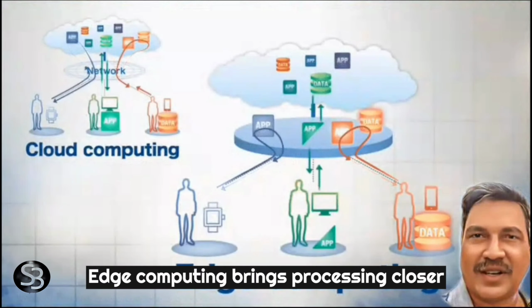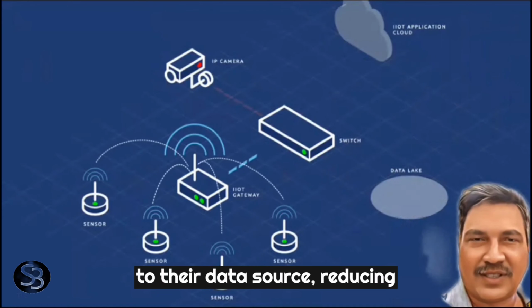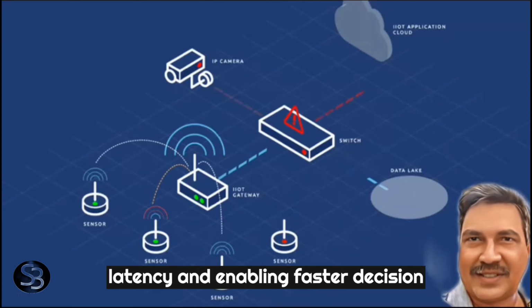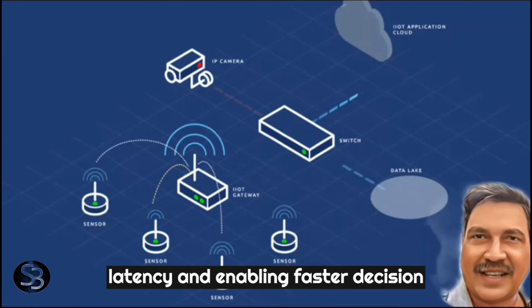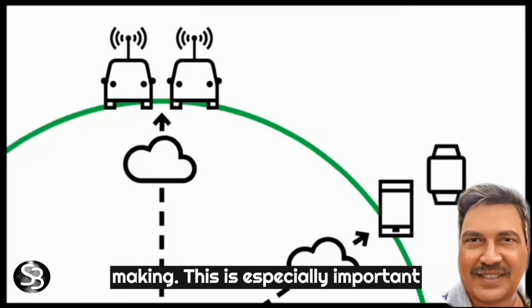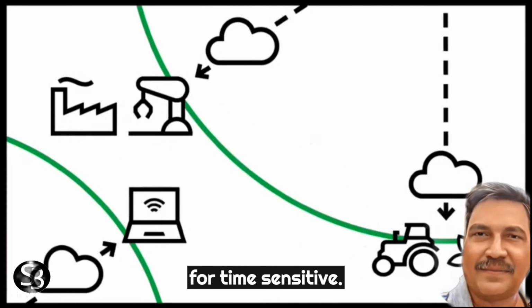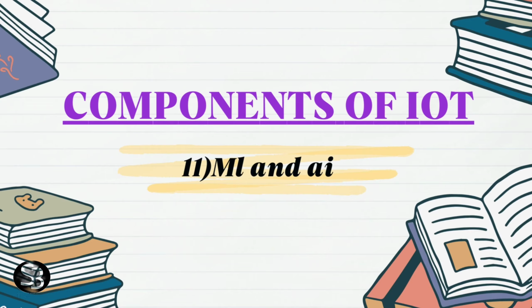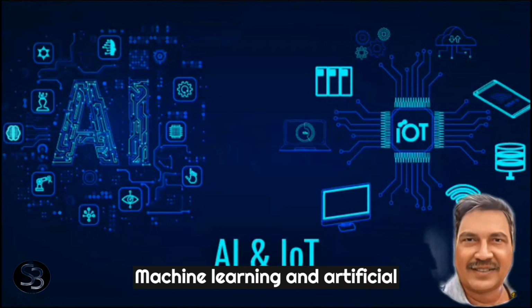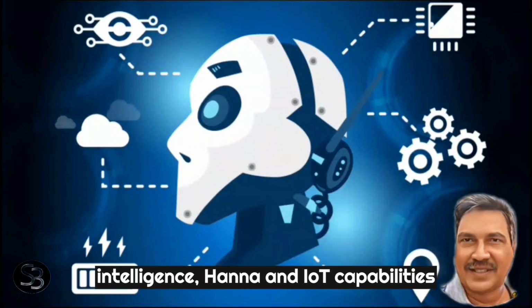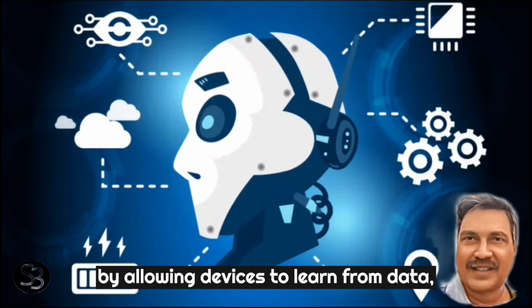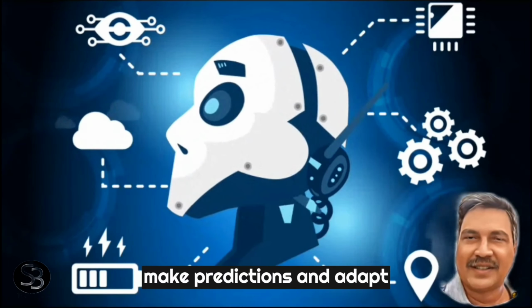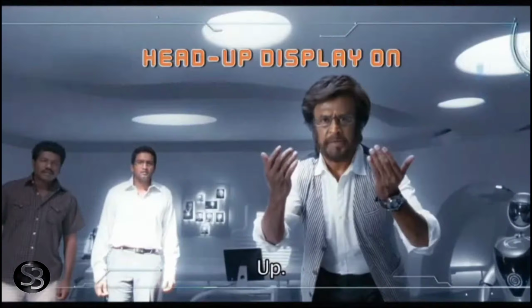Edge computing brings processing closer to the data source, reducing latency and enabling faster decision making. This is especially important for time-sensitive applications. Machine learning and artificial intelligence enhance IoT capabilities by allowing devices to learn from data, make predictions, and adapt.